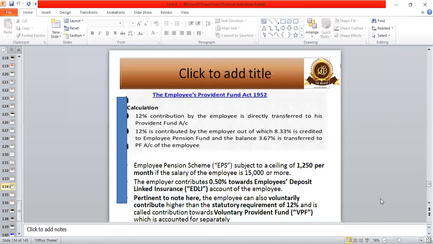You can just check it out: what is 8.33% of 15,000? It is 1,250. So this 15,000 has been kept as a cap, that no matter whatever your basic wage is, if it is more than 15,000, your contribution for EPS would be calculated on 8.33% of 15,000 only. That would be 1250. So this 1250 amount would go there.